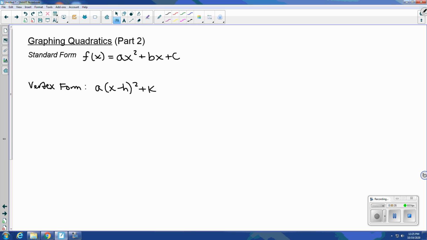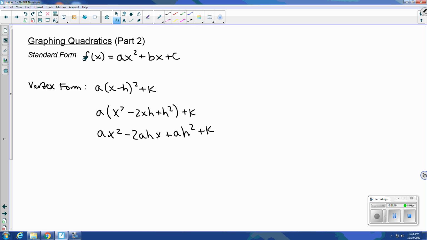Now, if we were to expand out vertex form, we're going to see a relationship between vertex form, expanded version, and this new standard form that we just introduced. If I carry out x minus h squared, remember that's x minus h times x minus h, and through that double distribution we'll get x squared minus 2xh plus h squared plus k. Distributing the a to all the terms, we get ax squared minus 2ahx plus ah squared plus k.